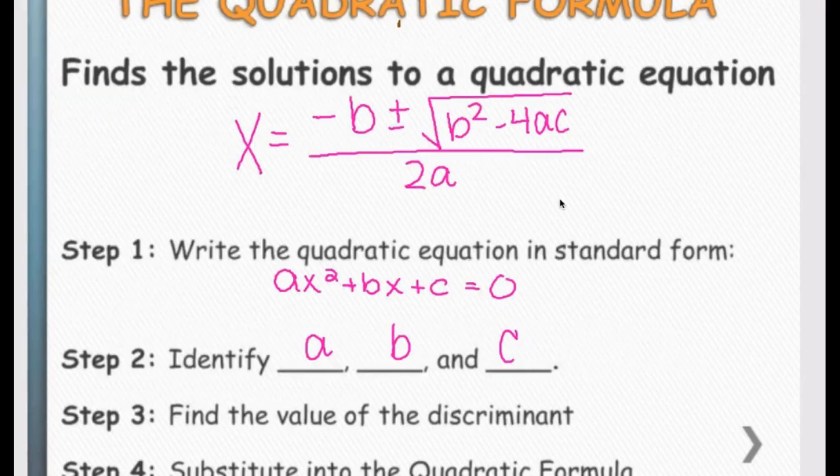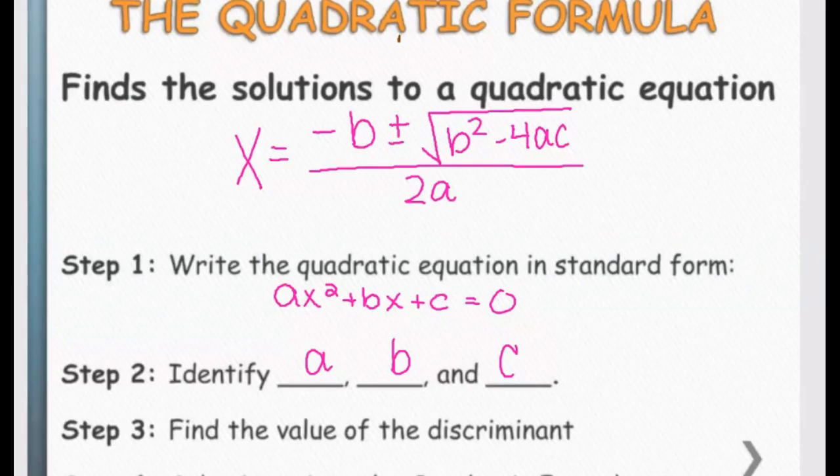So the quadratic formula itself is negative b plus or minus the square root of b squared minus 4ac all over 2a. And I had you guys listen to that song yesterday to try to hear the quadratic formula as Pop Goes the Weasel.